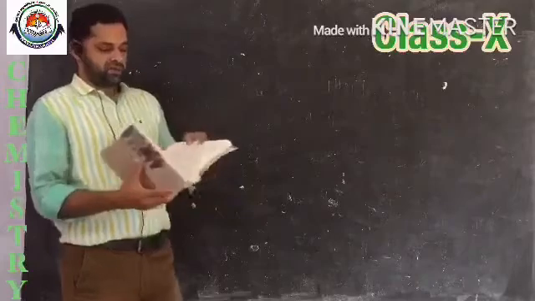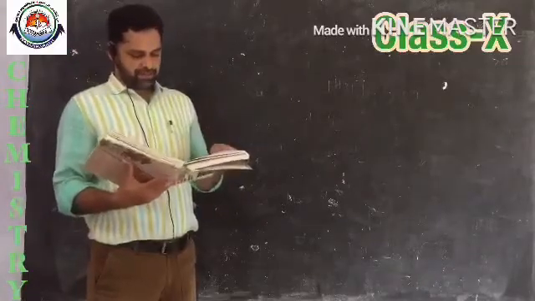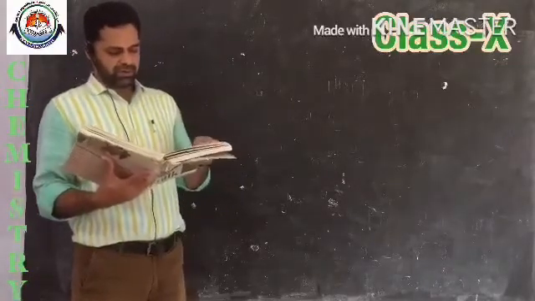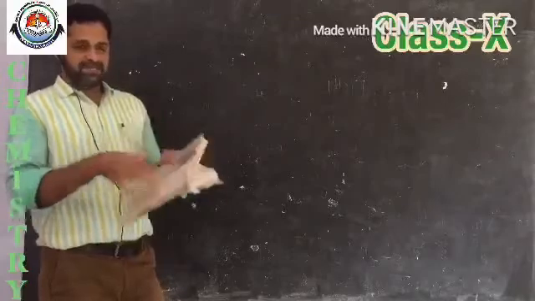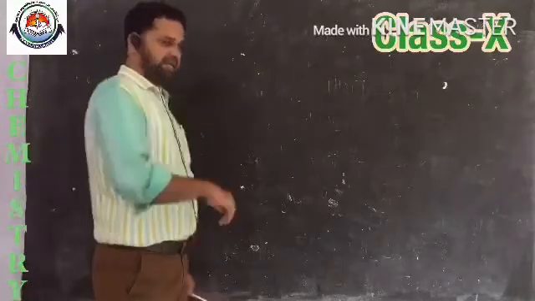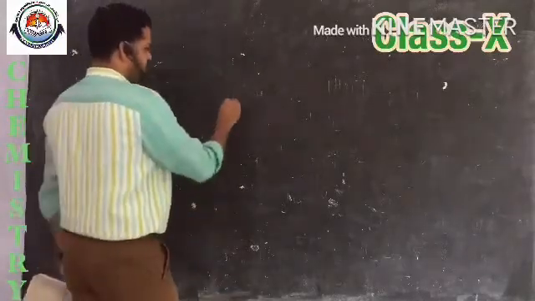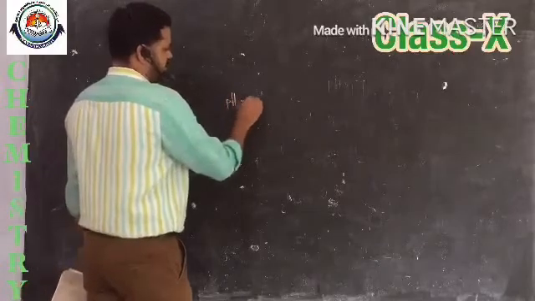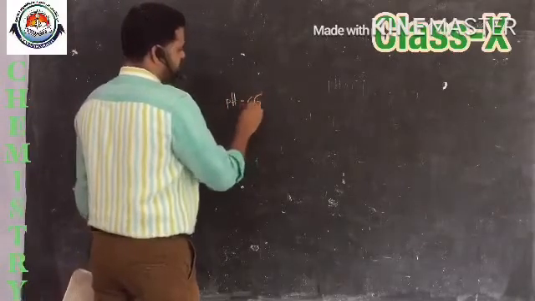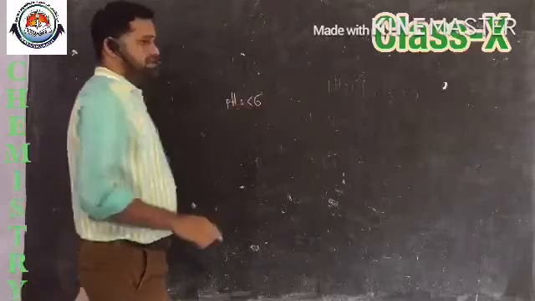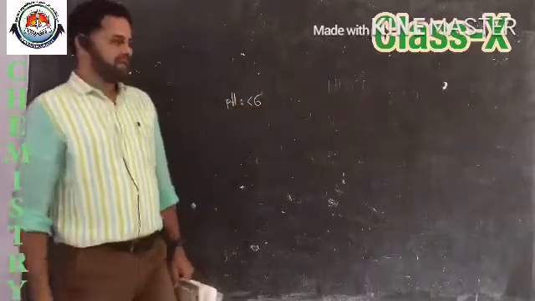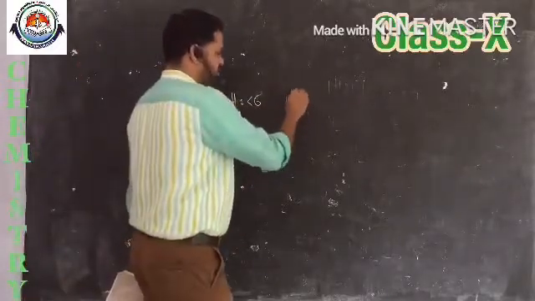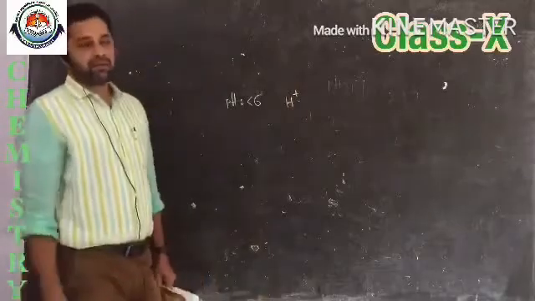So here, explain your answer. As the pH value decreases, as the pH value becomes less than 6, it means the concentration of H plus ion increases, and the milk becomes more acidic.